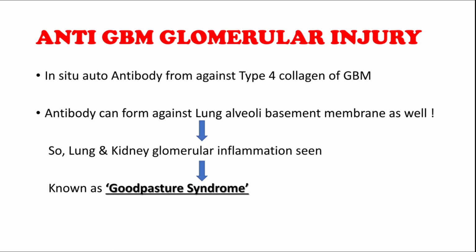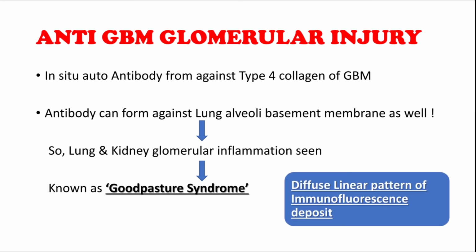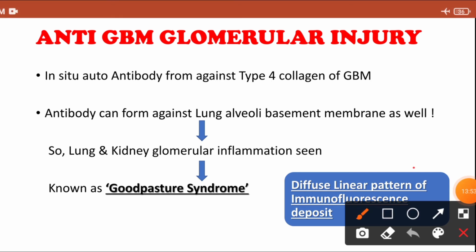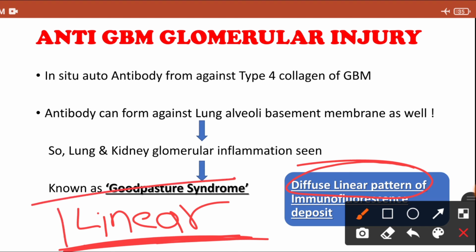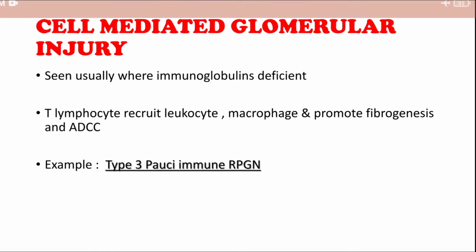It is known by the name Goodpasture syndrome. So it is an example of in situ antibody formation. The antibody will form within the glomerulus. And in the anti-GBM glomerular injury, remember friends, the deposition is linear, not granular. If you see it in immunofluorescence microscopy, then the deposition is linear, while in immune complex, it is granular. Here it is linear. Alright.